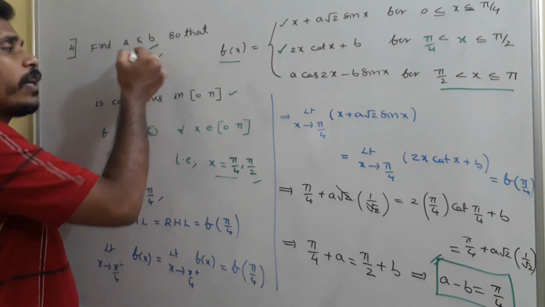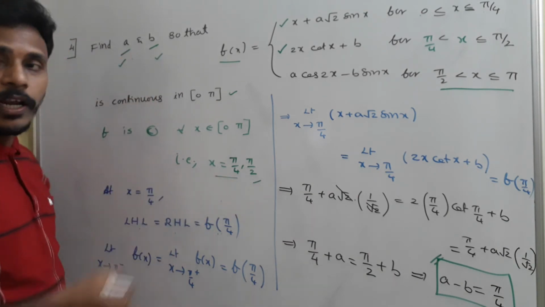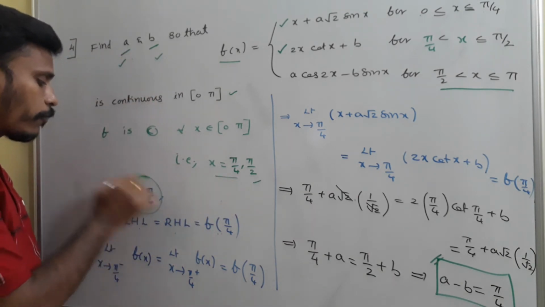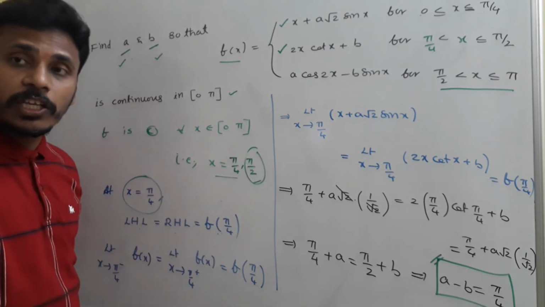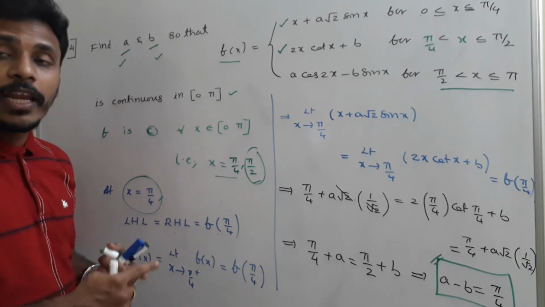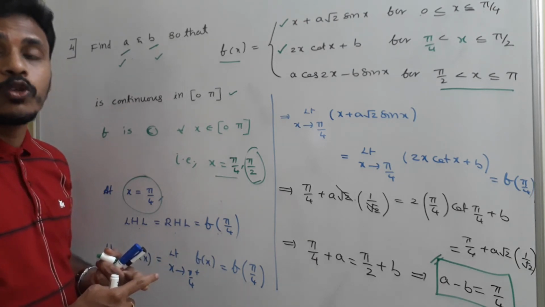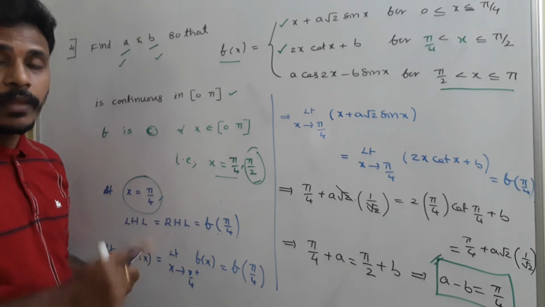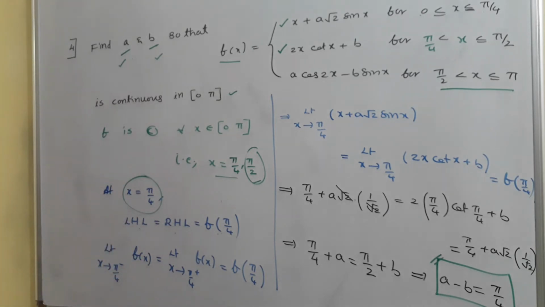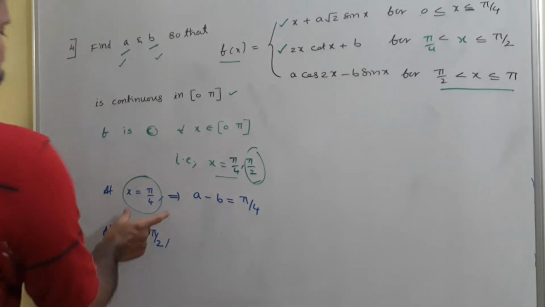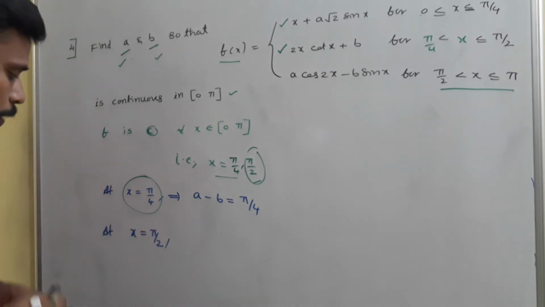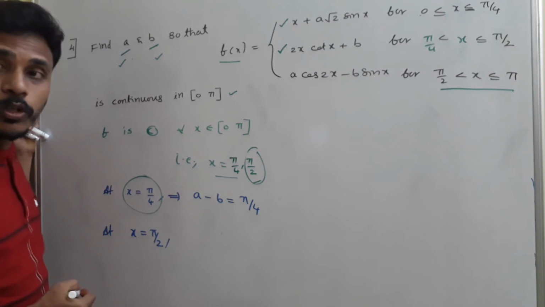Our target is to find a and b. Now we have one relation if you check the continuity at pi by 4. Now check the continuity at pi by 2 and get another relation on a and b. By combining those two relations, we need to get the values of a and b separately. Have a look, I will check the continuity at pi by 2. Since f is continuous at x equal to pi by 4, we have a minus b is equal to pi by 4. Now we need to check continuity at x equal to pi by 2.